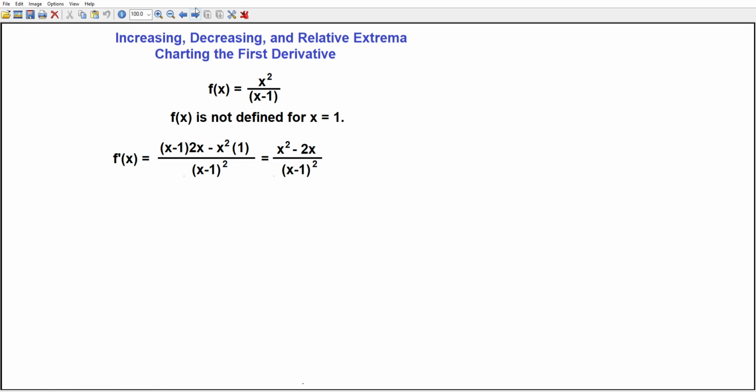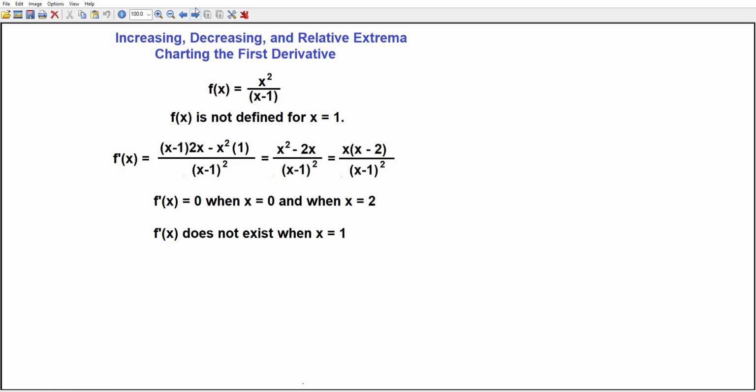And then finally, we factor the numerator, and we end up with x times x minus 2 over x minus 1 squared. From here, we can read off the critical points, and they occur when x equals 0 and when x equals 2. These are places where the derivative is 0. The derivative does not exist at x equals 1, but notice that the function is not defined at x equals 1, so this is not a critical point.